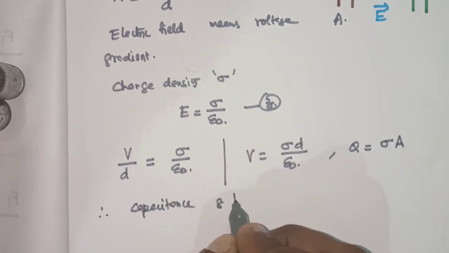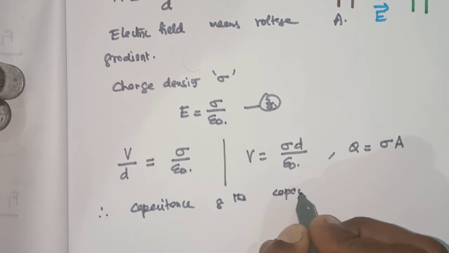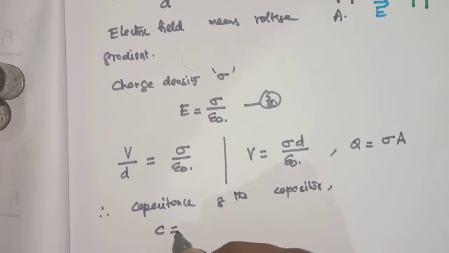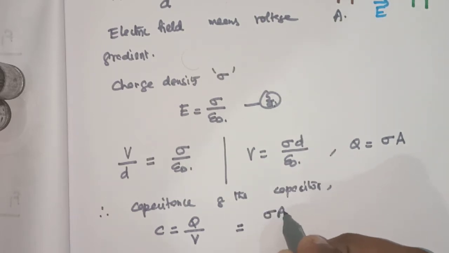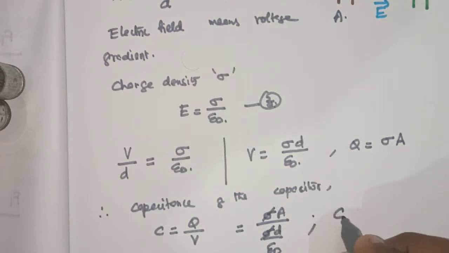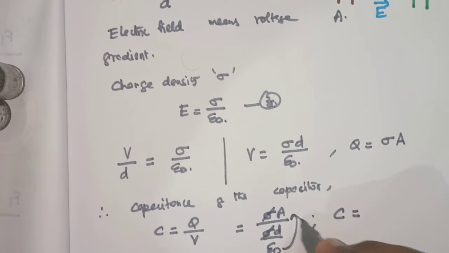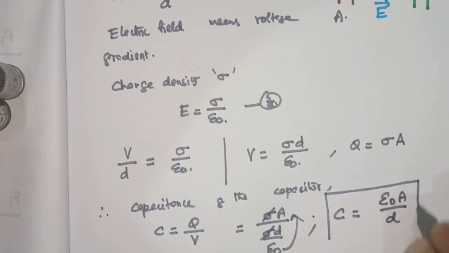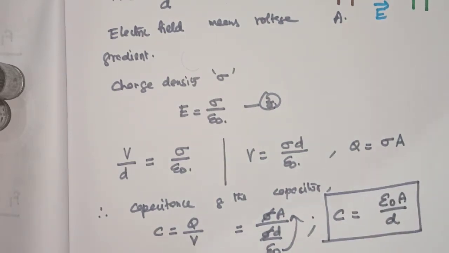Therefore, the capacitance of the capacitor, we can write C equals Q by V. I am going to substitute the value of Q. Q is sigma A, and V we already derived as sigma D divided by epsilon naught. Sigma sigma cancel. Therefore C equals epsilon naught A divided by D. This is called the capacitance of a capacitor.